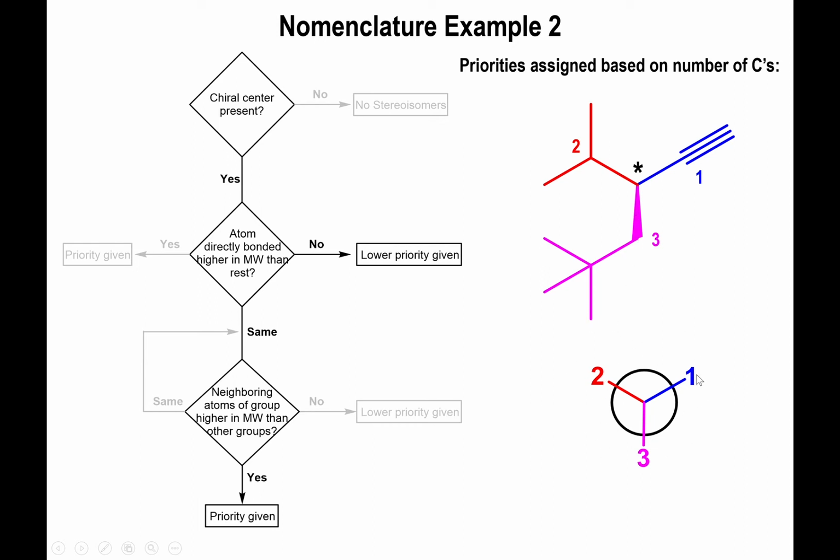So going from priority 1 to priority 2, from priority 2 to priority 3, and priority 3 back to priority 1, we see that we have a counterclockwise rotation. And what this is telling us is that the molecule has an S configuration.